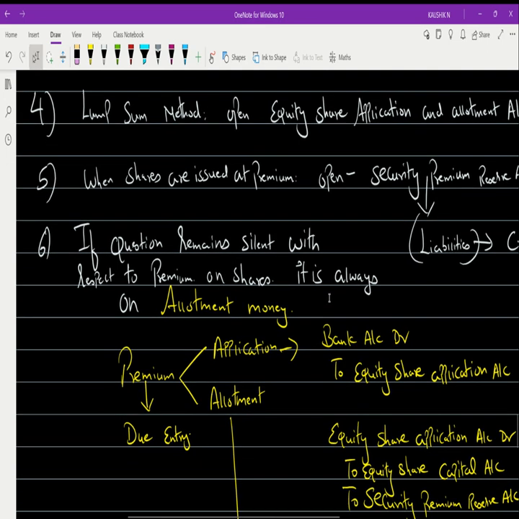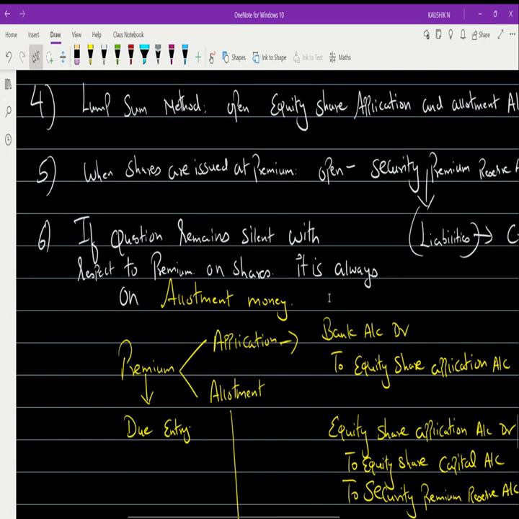And if a question remains silent with respect to the premium on the shares, always take it that it is on the allotment money only. But it need not always be on allotment money. In some questions, they will specify that the total premium amount is split in such a way, some portion in application, some portion in allotment, some portion in calls. If that be the case, in application alone, you will not have the due entry. Straight away, you will start with the receipt entry. So never show the premium in the receipt entry.